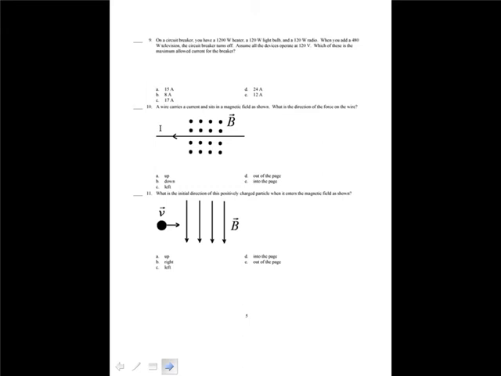Which of these is the maximum allowed current? Let's see. We want to figure out the current that each draws. This draws 10 amps, 1 amp, 1 amp. So you currently have 12 amps of current operating on the circuit.